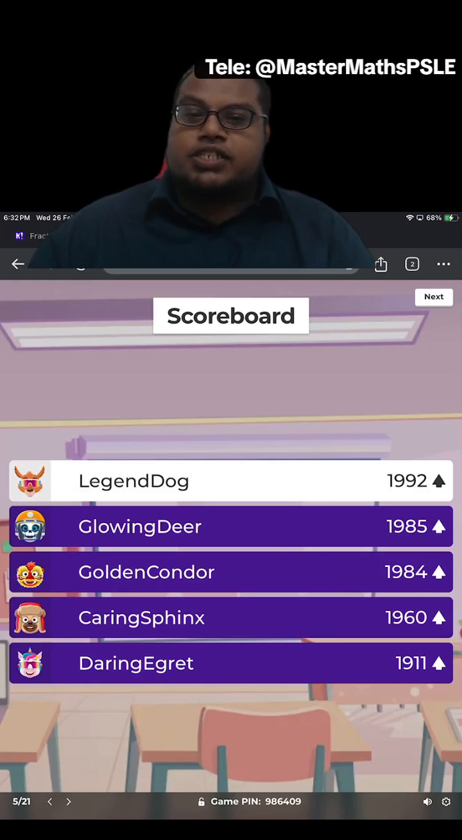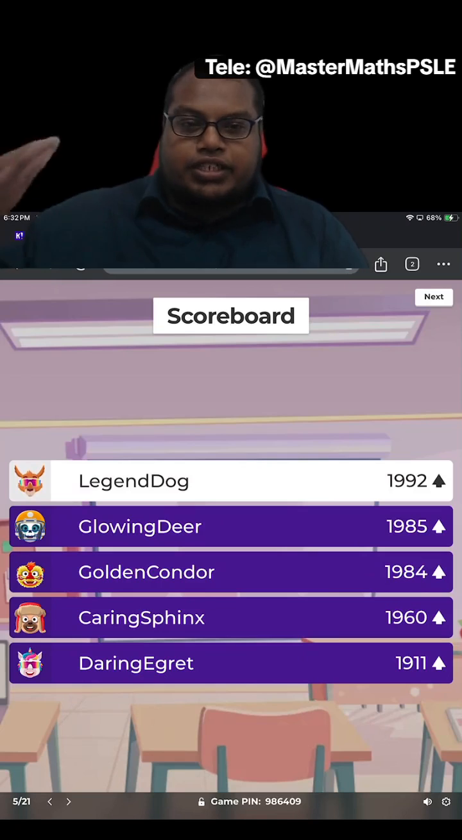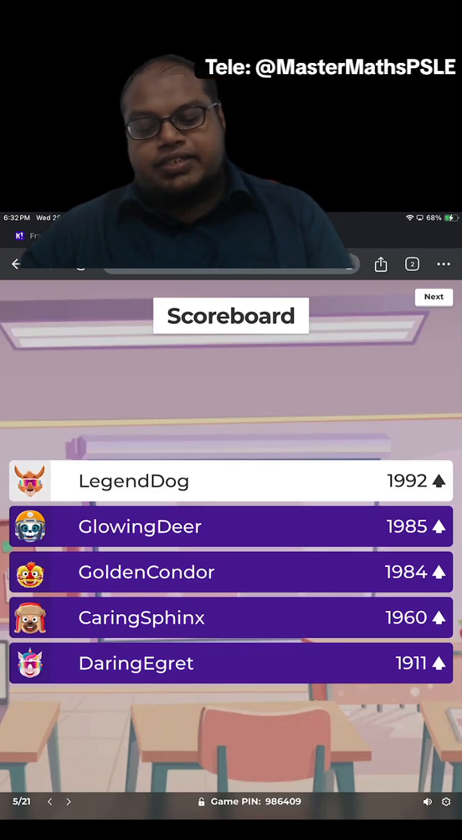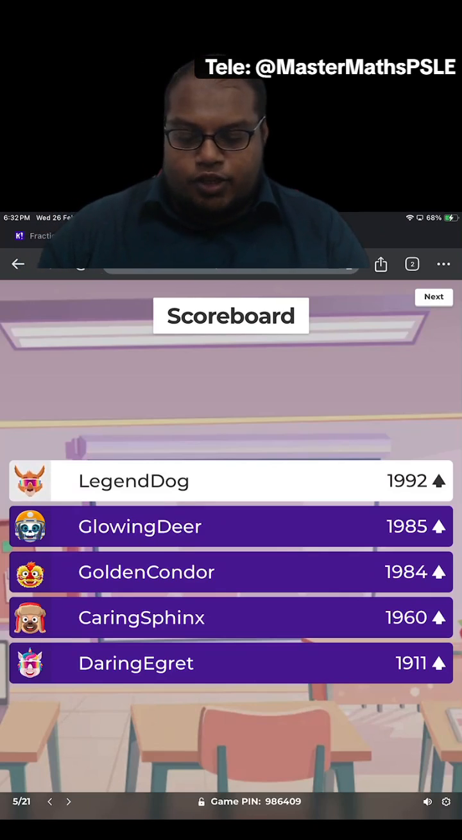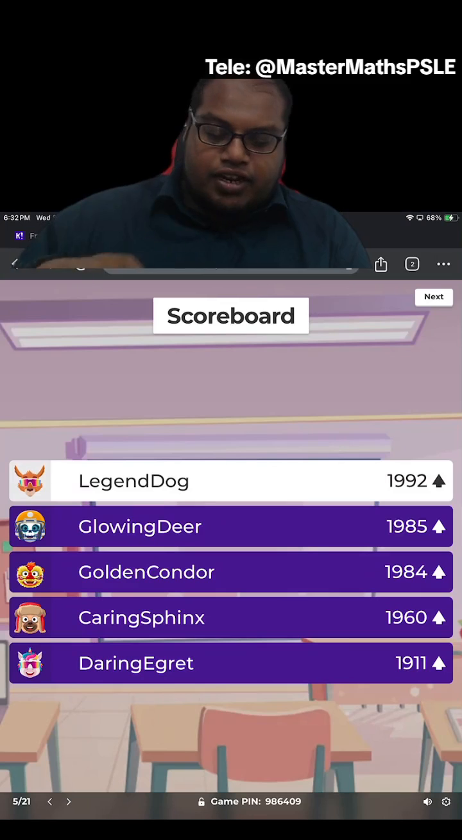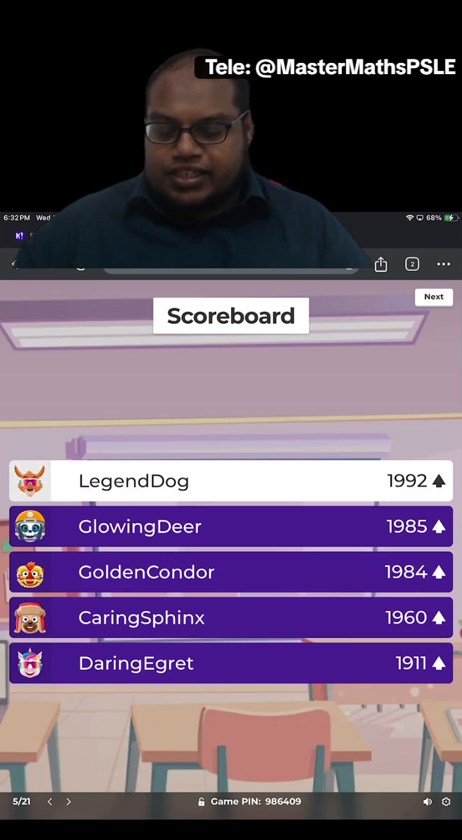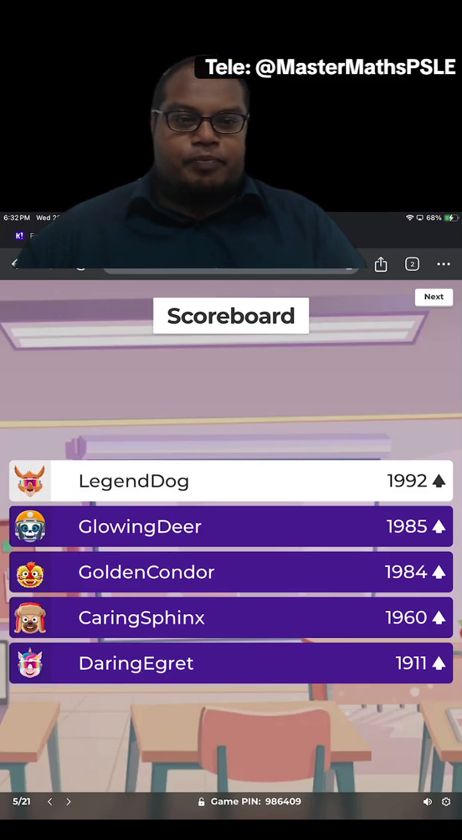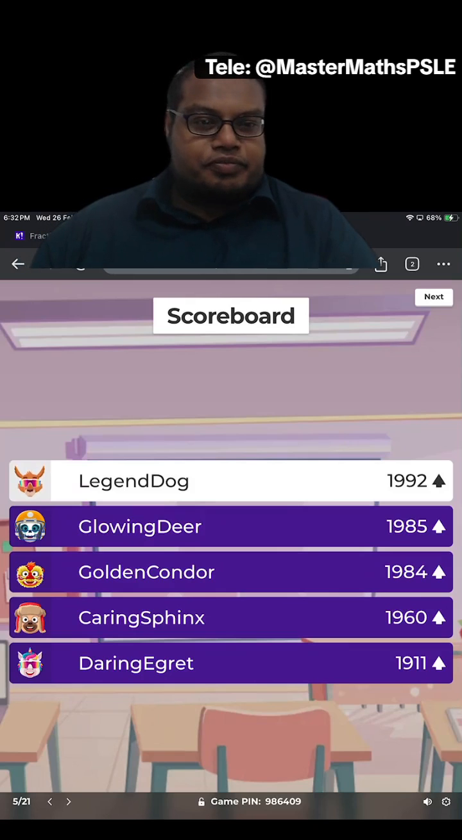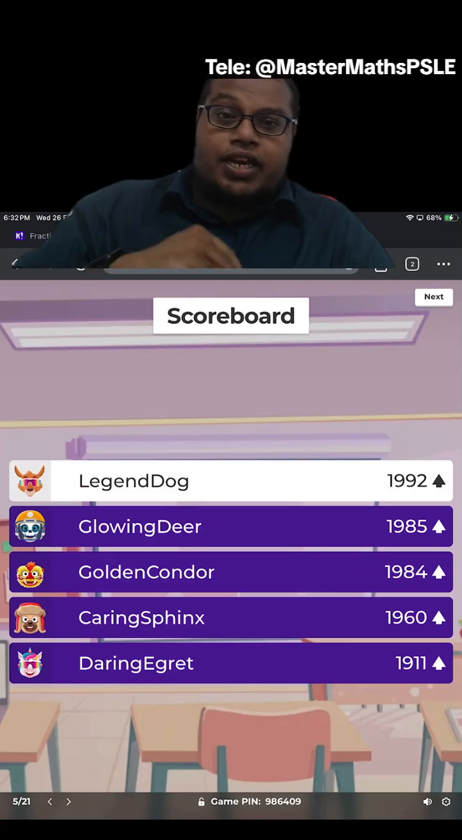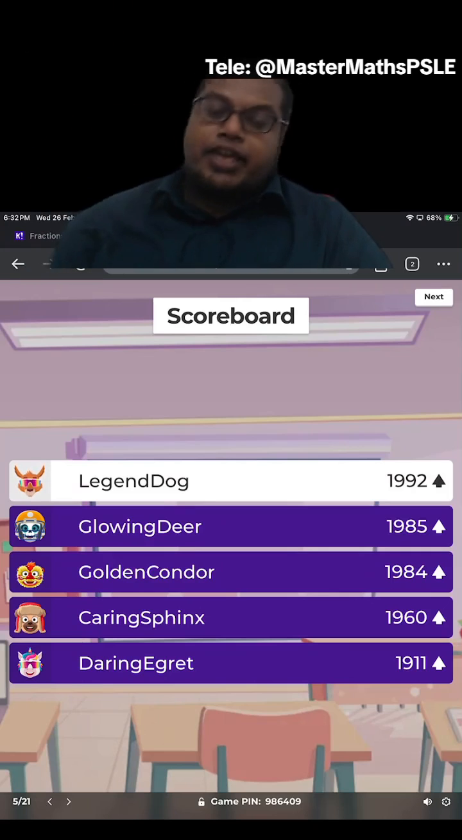Wow, there's a lot of changes. Okay, just now we had the legend dog below. Now the legend dog is number 1, followed by the glowing deer. Okay, and then there's the golden condor, and the caring sphinx. The caring sphinx and the daring egret are new joinees to the top 5. So you have chances to even get number 1 today. Alright, don't worry, we've got 6 more questions. Even though you go down for this question, maybe the next question you can climb up again.